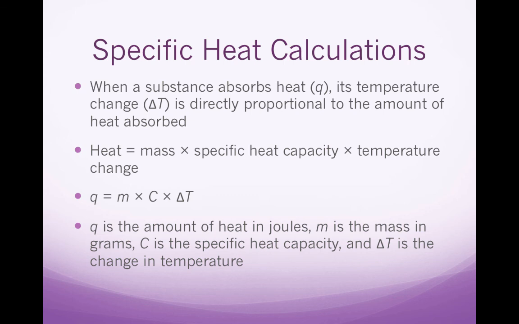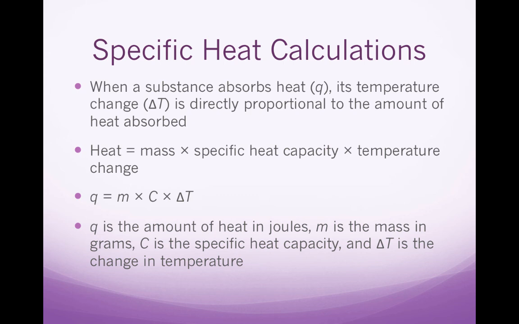Okay, so we also will do calculations with specific heat. So when a substance absorbs heat, which we denote as Q, its temperature change, delta T, is directly proportional to the amount of heat absorbed. So then we have this equation, where we say heat is equal to the mass of our substance times its specific heat capacity times temperature change, or Q equals M times C times delta T. Q, again, is the amount of heat in joules, M is the mass in grams, C is the specific heat capacity, and delta T is the change in temperature.